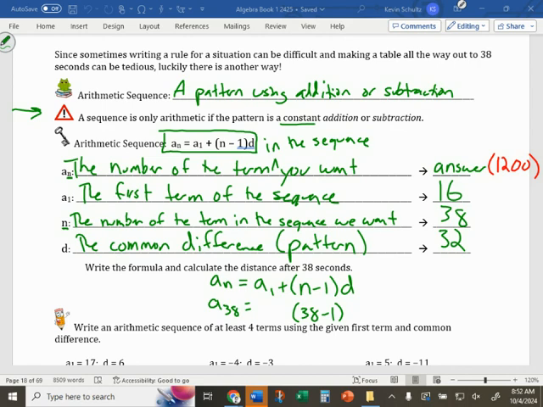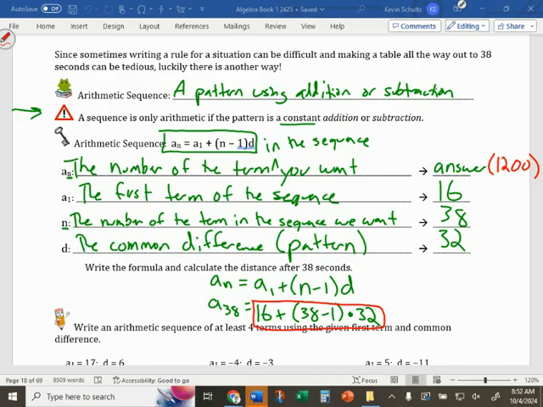Okay? A1, the first term in the sequence was 16. And the common difference was 32. So we are multiplying that by 32. Go ahead, in your calculator, calculate this right here. 16 plus, in parentheses, 38 minus 1 times 32. And tell me what you get. Claire! 1200. Fancy that! It works! Does everyone else get 1200? If you don't, then you're putting it in wrong, which is not going to be very good for the test.